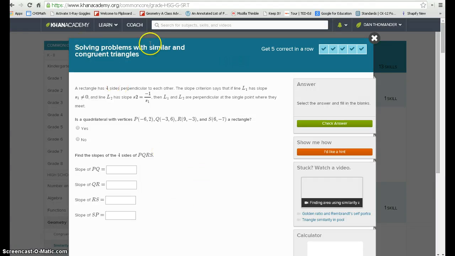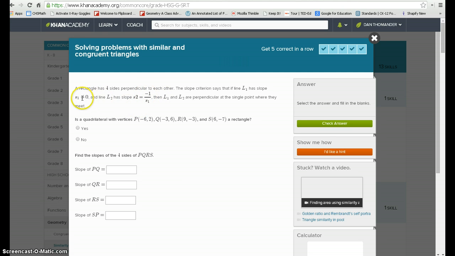Okay, so we're going to find out how this has anything to do with similar and congruent triangles. I'm not sure if it does, but it says a rectangle has four sides perpendicular to each other. The slope criterion says that if this line has a slope that's not 0, then another line has a slope that is -1 over the other slope, so the negative inverse of the first slope, then the two lines are perpendicular at the point where they meet. What that basically means is if you calculate the two slopes and multiply them together, they should come out to equal -1. That's what that says.